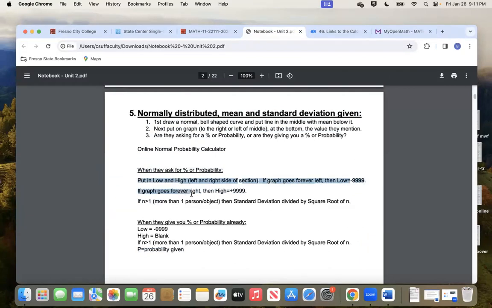If the graph goes forever right, ours went forever right, high. Now that should actually be 6 nines. If n is more than one, no, we don't have more than one person. So there we go. Let's go to the calculator.